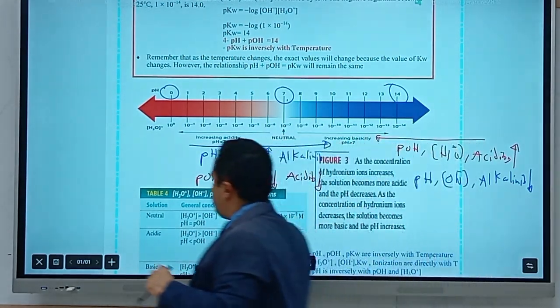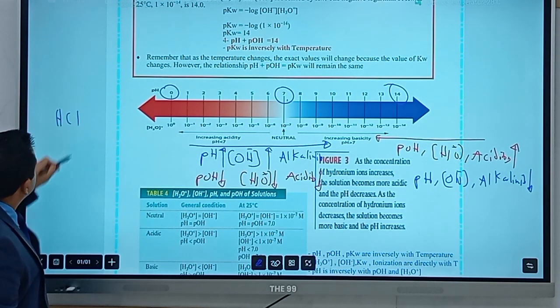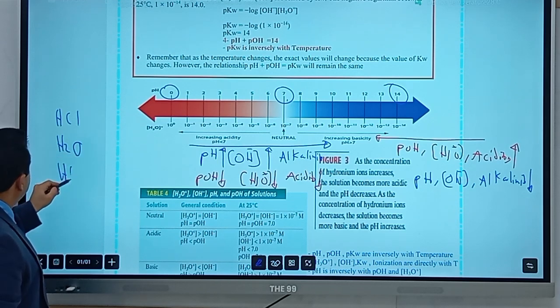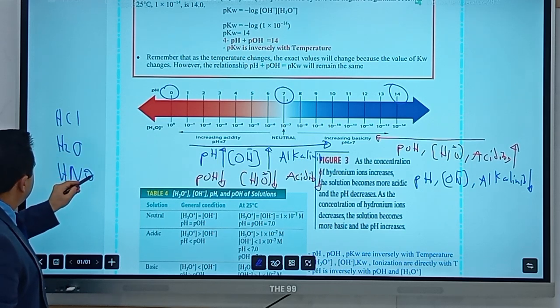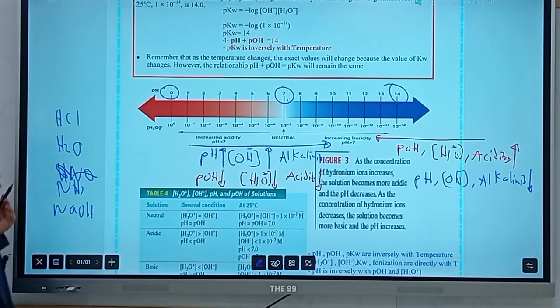For example, may I ask you: HCl, H2O, HNO3, or we can say NH3 or NaOH. Which of them has the highest alkalinity? NaOH is much closer towards 14.